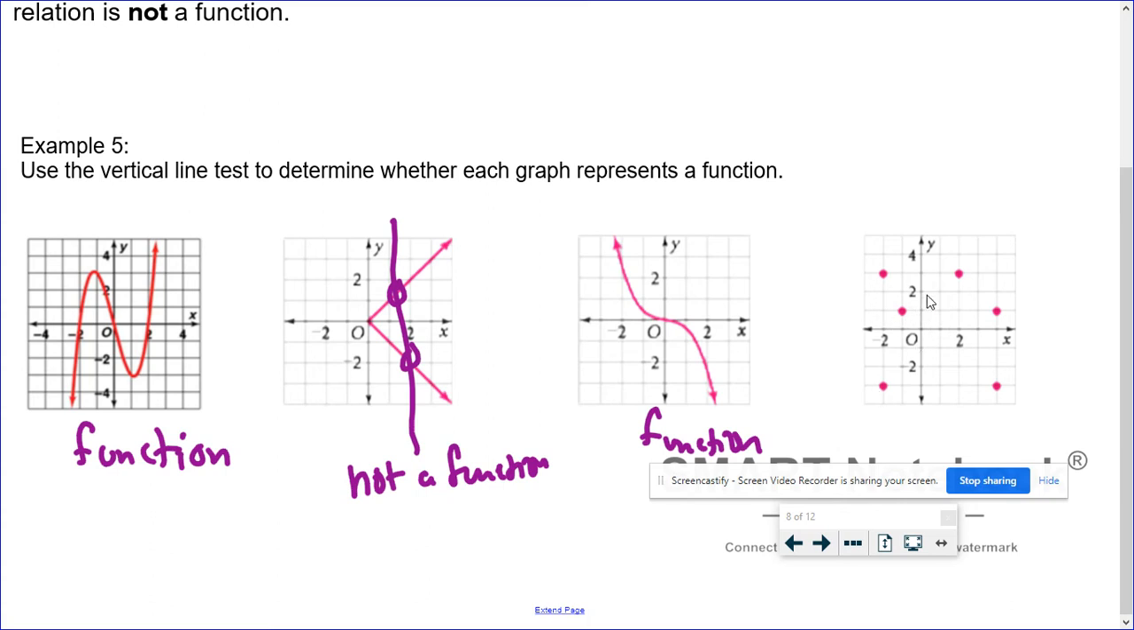This one's a little trickier, but if you draw a vertical line in most places, you're going to touch it either 0 or 1 times. However, if you draw a vertical line here, you're going to touch here and here. Also, it would fail there. The fact that it fails in one place means the whole thing fails. It doesn't matter that it would pass in other places if you draw a line. So this one's not a function.